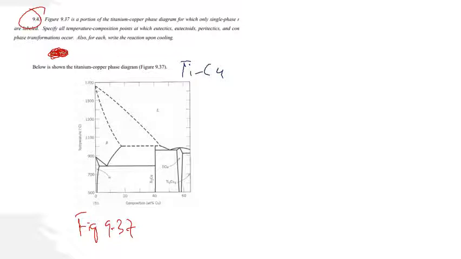First of all, it is very necessary for you to know what is eutectic, what is eutectoid, what is peritectic, and what is a congruent phase transformation. This is liquid, this is beta, and this is, I think, beta plus liquid. And this is what we call Ti2Cu, and this is the alpha phase. This is intermediate beta plus alpha, and this is TiCu4. So let's come to our first reaction, which is eutectic.